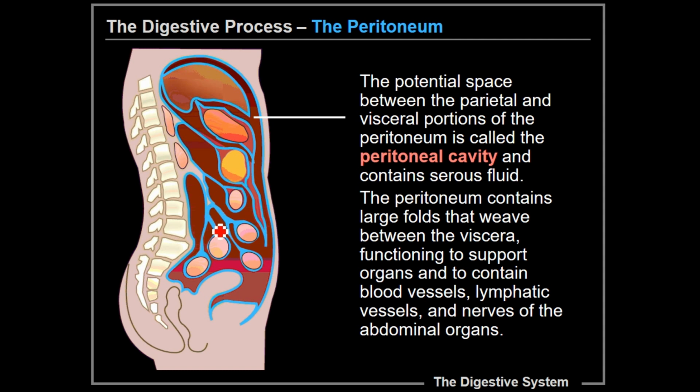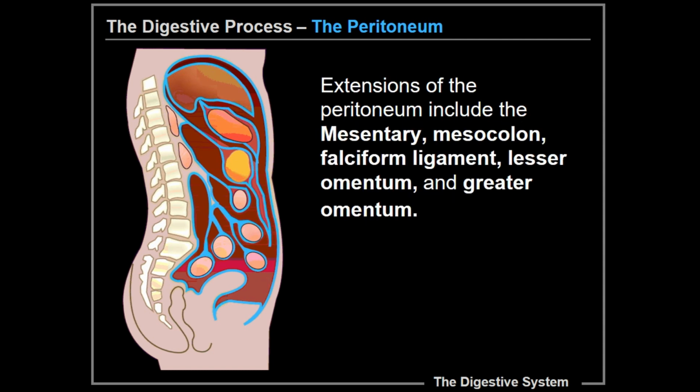All right, so again, that is your peritoneum, and you have the visceral, which lines the organ, and the parietal peritoneum that lines the body wall, and the space in between is called the peritoneal cavity. Extensions of the peritoneum include the mesentery, which I just talked about, the mesocolon, that's what's going to be around the colon, your large intestine, which is right there, the falciform ligament, that's up here holding the liver in place, the lesser omentum, which is going to make a protective covering in front here, and the greater omentum.